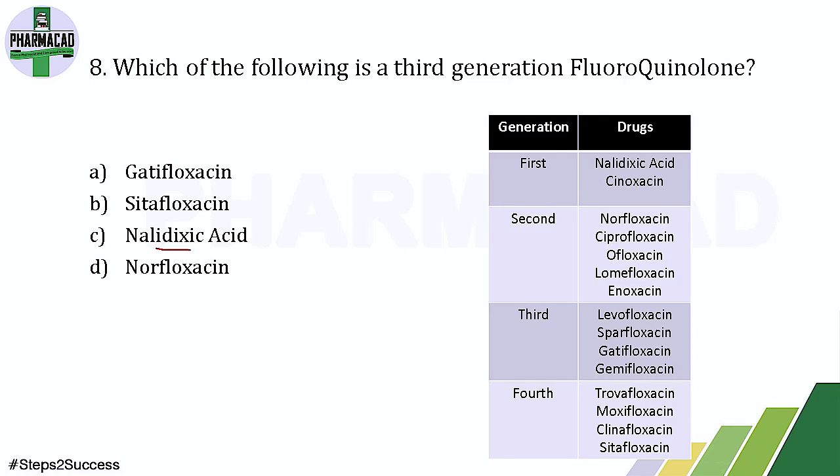Okay, the examples for first generation are nalidixic acid and cinoxacin. Second generation has nor, cipro, lome and enoxacin. Third generation has levo, spar, gati and gemifloxacin. So here we have gatifloxacin as option A. That is our answer. The third generation fluoroquinolone is gatifloxacin. Others, that is cetafloxacin, clinafloxacin, moxi and trova, belong to the fourth generation. So remember this classification table very well.